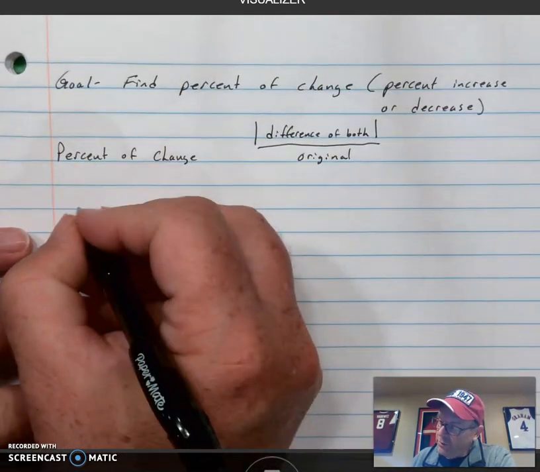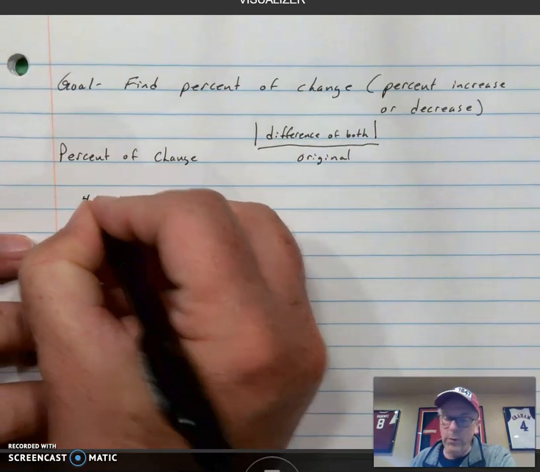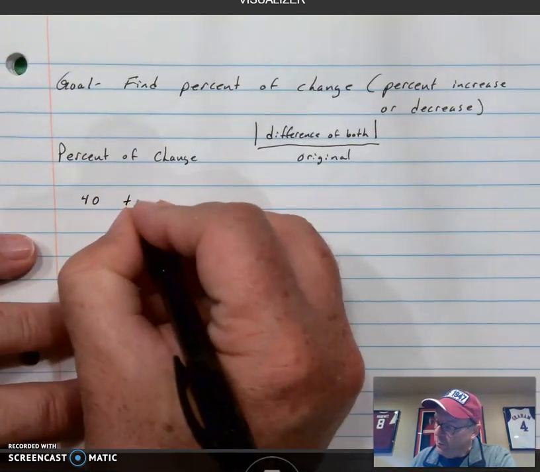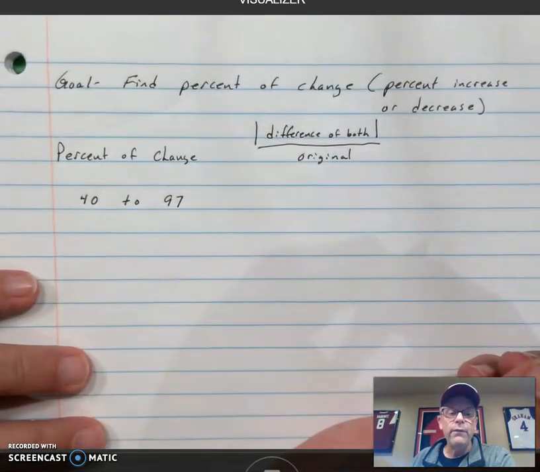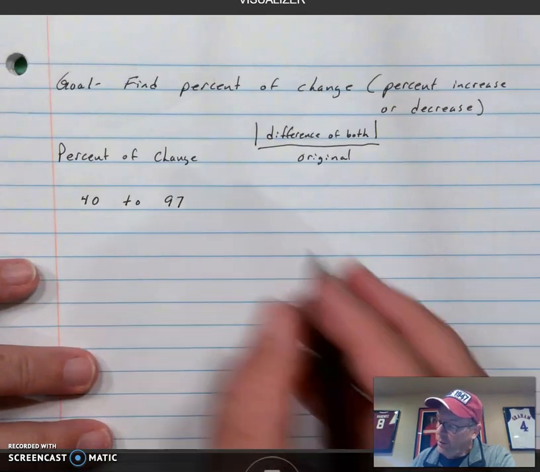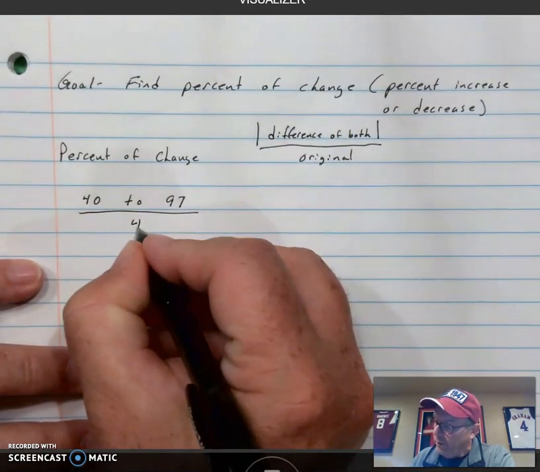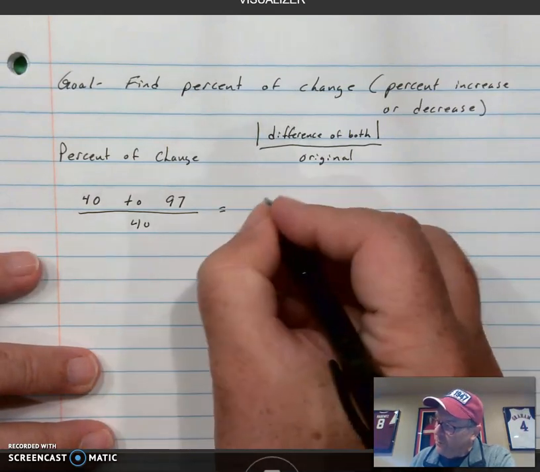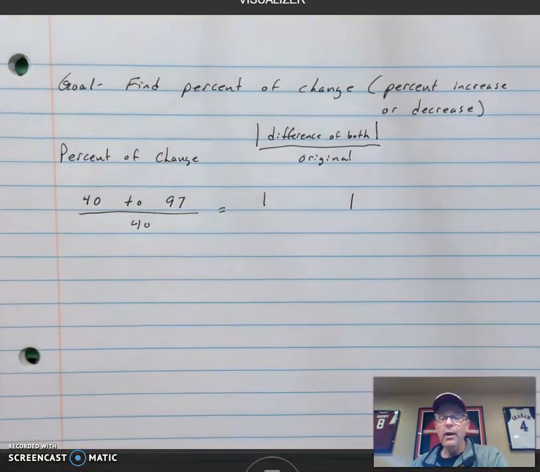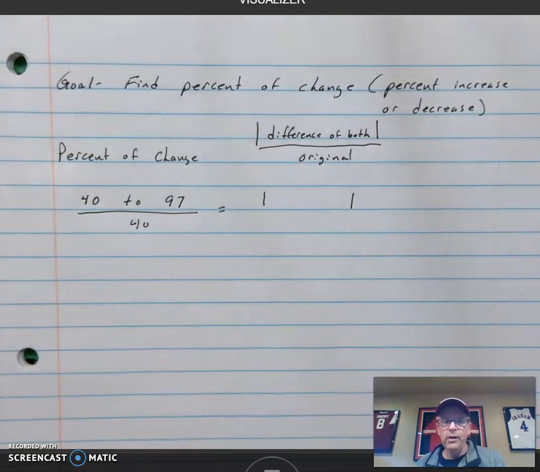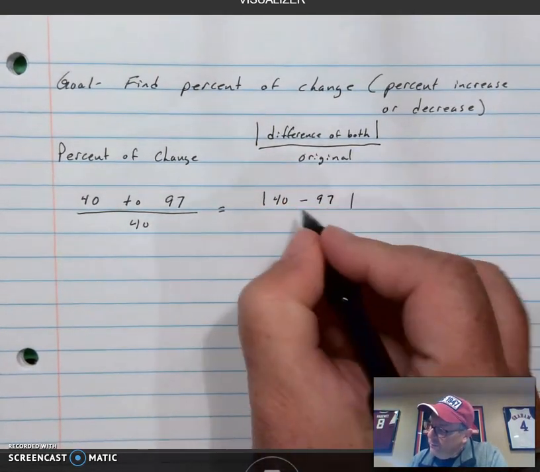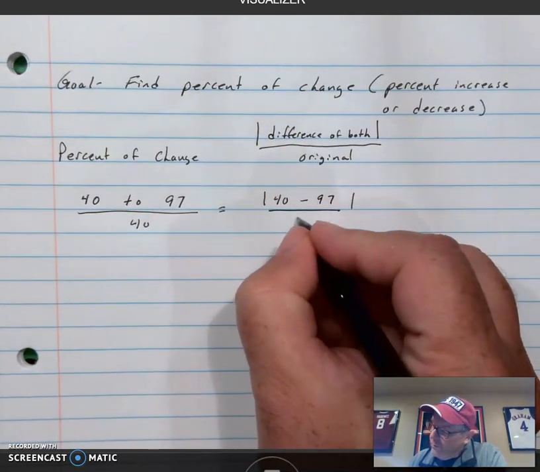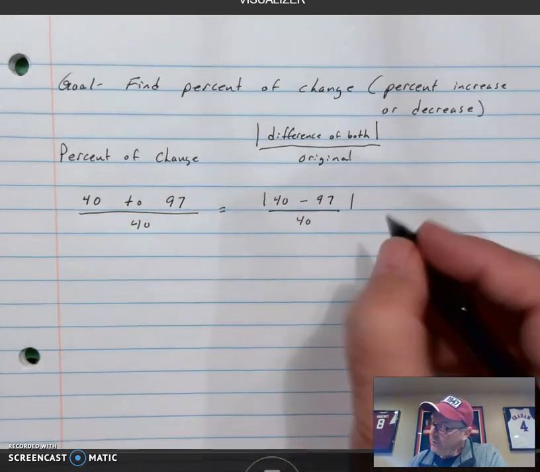Let's say that to start with, the temperature was 40 degrees, and we go to 97 degrees. The first thing that we know is that the original was 40. So we're going to find the absolute value of the difference. And the cool thing is, since we're using a calculator, you can do it any way you want. I mean, we could do 40 minus 97, divided by 40, because 40 was the original amount.